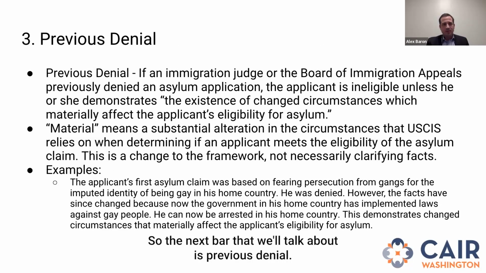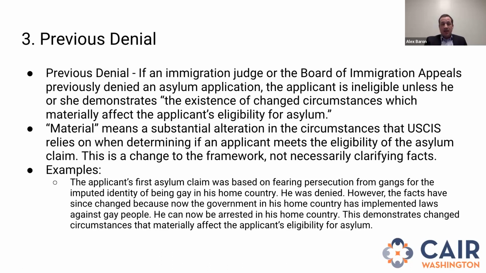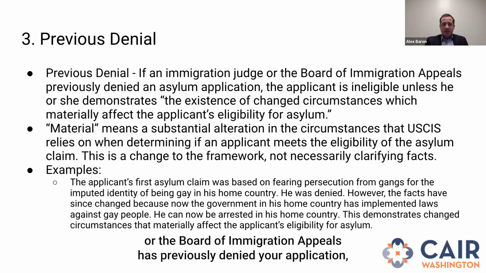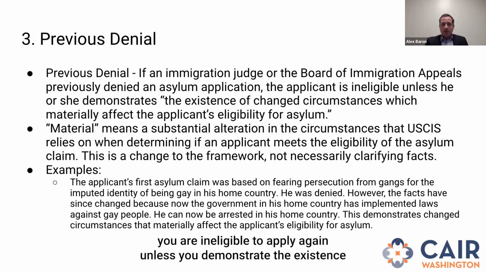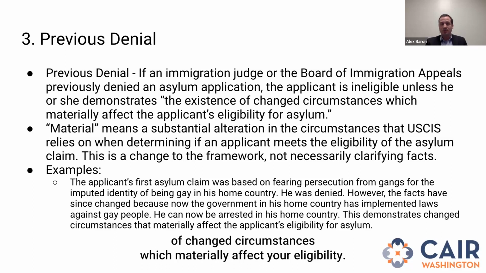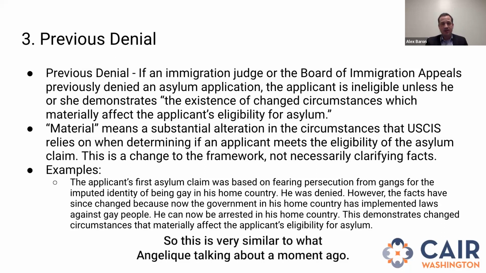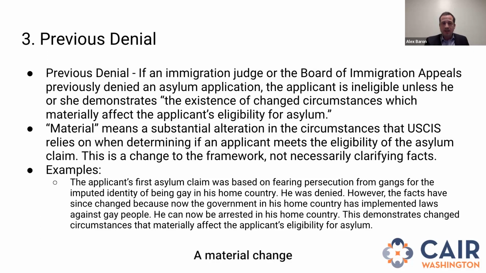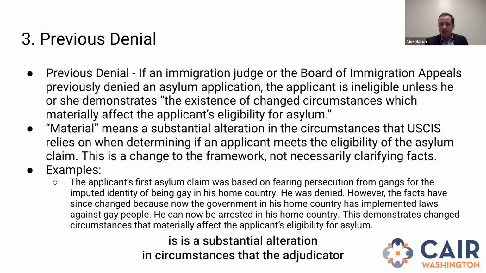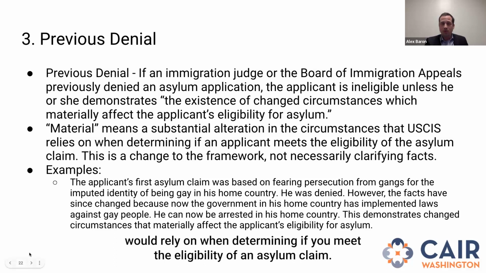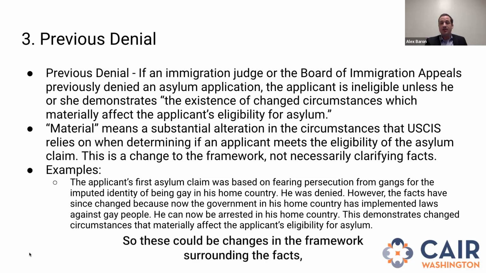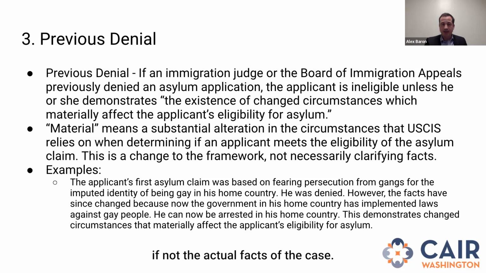The next bar that we'll talk about is previous denial. If an immigration judge or the Board of Immigration Appeals has previously denied your application, then you are ineligible to apply again unless you demonstrate the existence of changed circumstances which materially affect your eligibility. This is very similar to what Angelique was talking about a moment ago. A material change is a substantial alteration in circumstances that the adjudicator would rely on when determining if you meet the eligibility of an asylum claim. These could be changes in the framework surrounding the facts, if not the actual facts of the case.